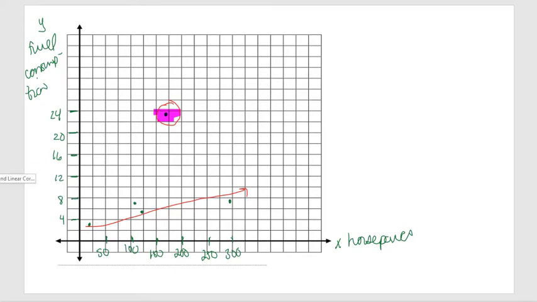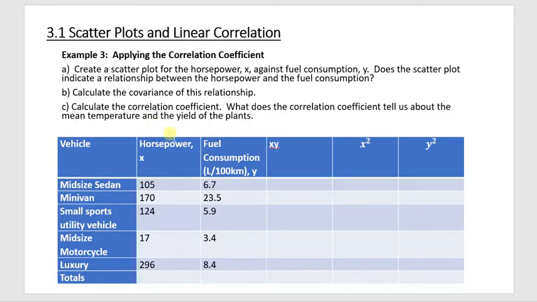So let's actually solve this by solving the correlation coefficient and the covariance. Let's fill these in first. So let's go XY, that's 105 times 6.7. I get 703.5. Okay, 170 times 23.5, I get 3995. 124 times 5.9, 731.6. And I'm going to pause this and fill out the rest of this chart.